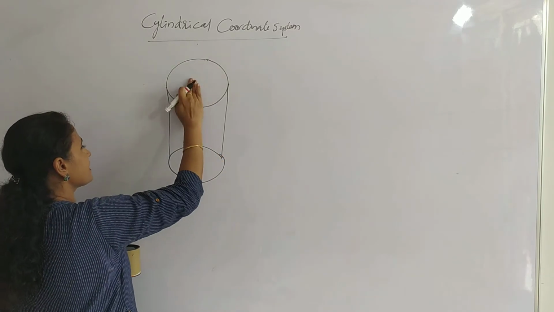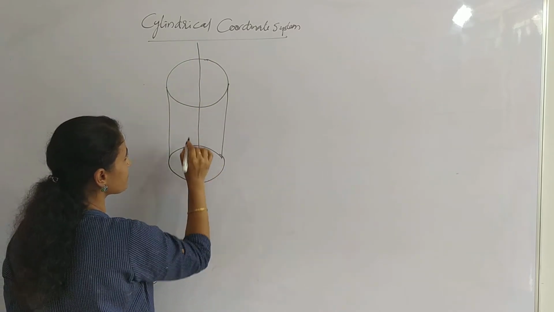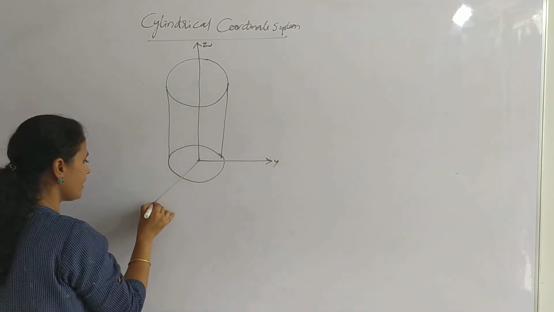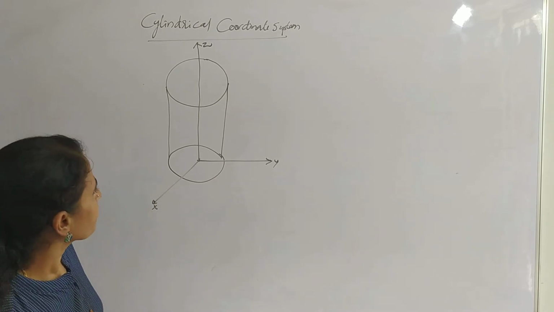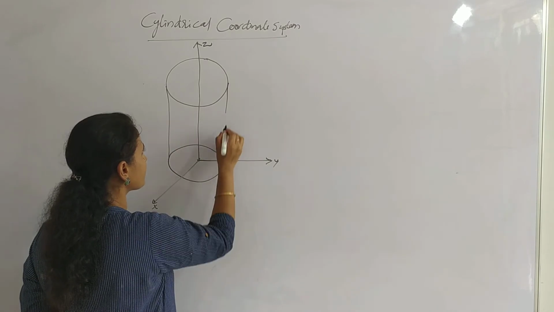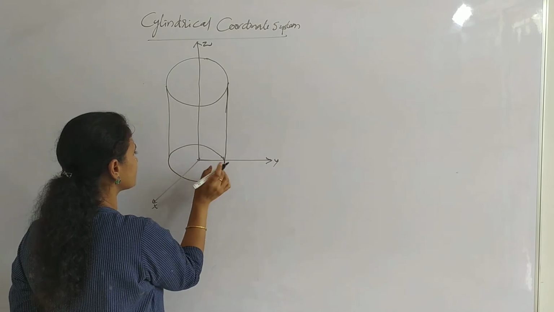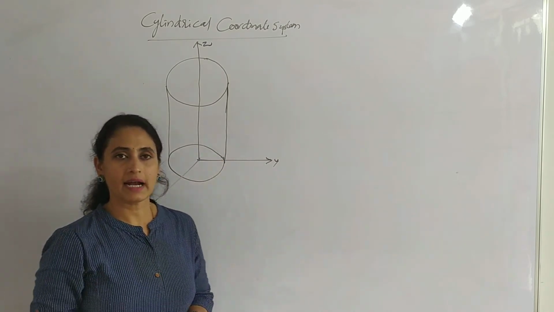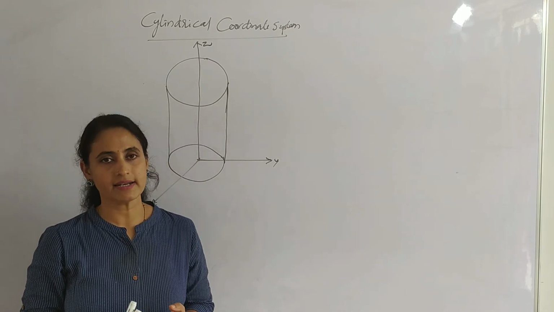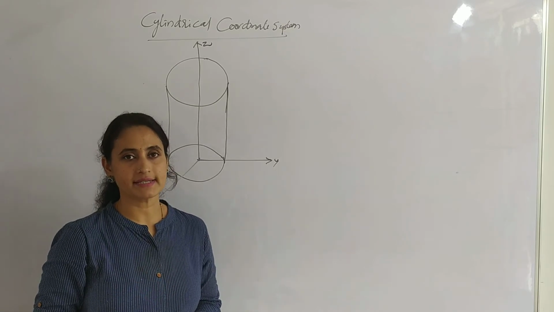Now, where is this cylinder placed? The length of the cylinder is placed along the z axis, and this is y, and this is x. Whether it is a cylindrical or a spherical coordinate system, we will discuss it with reference to Cartesian only. In the Cartesian coordinate system, we have seen the three coordinates x, y and z. In the same way, what are the three coordinates in a cylindrical coordinate system?